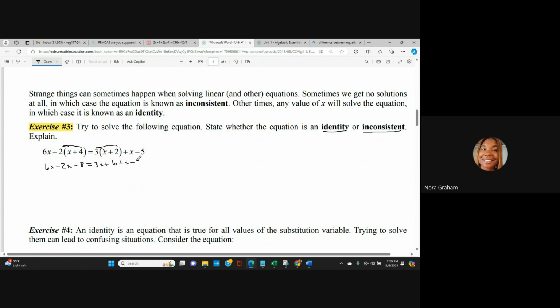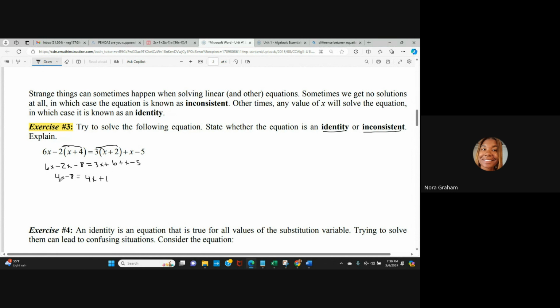Right now I want to get all my like terms together. 6 minus 2, that's going to be 4x. Minus 8 will just come along for the ride right now. Then let's do everything on the right-hand side. I have 3x plus x. That's going to be 4x. And then positive 6 minus 5. That's just going to be plus 1.